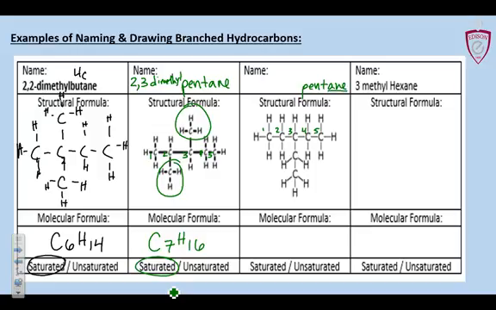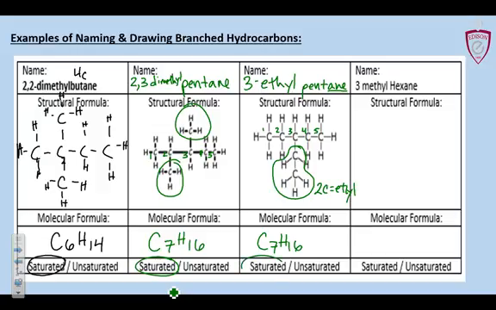Okay, and my side chain now is 2 carbons. So instead of a methyl, it now becomes an ethyl. A 2-carbon side chain is an ethyl. And it's coming off the third carbon, so it's 3-ethylpentane. Molecular formula 5, 6, 7 carbons. It's all single bonded, so I'm guessing there's going to be 16 hydrogens and it's saturated.